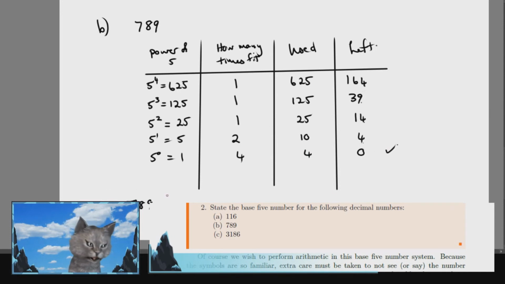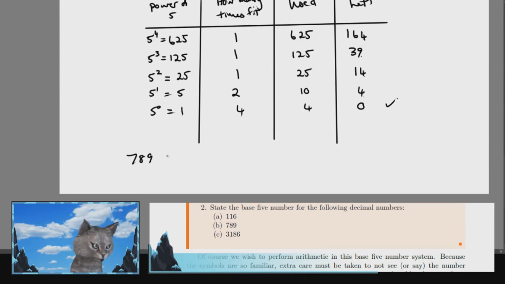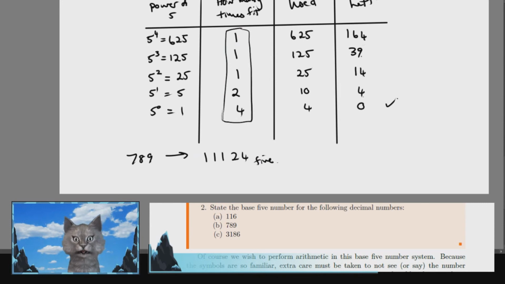So 789 is going to be 11124 base 5. Because from left to right, it's going bigger group size to smaller. From right to left, it's ones and increasing power of 5, whichever one works for you. But notice how they're all right there in the table.